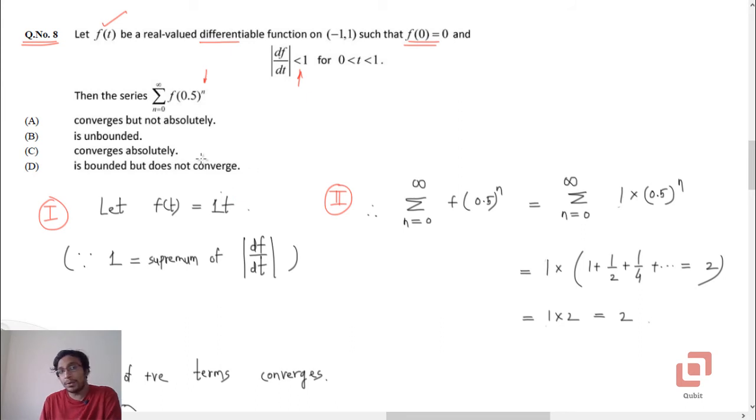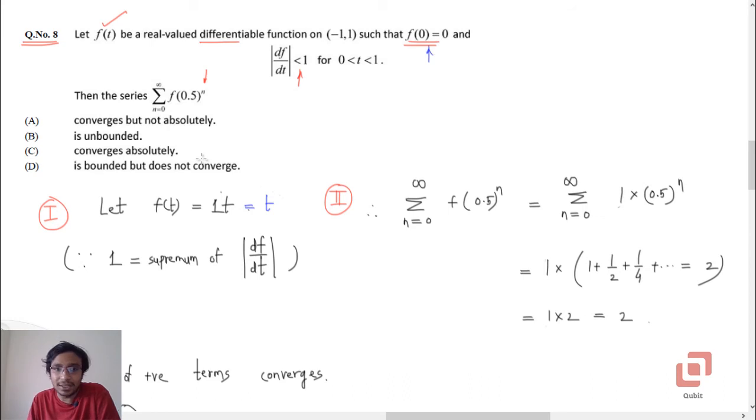Now to solve this question, what I have done is I have taken a different function f of t, which is the identity function. So I have taken f of t as t. Now does it satisfy the requirement f of 0 equal to 0?